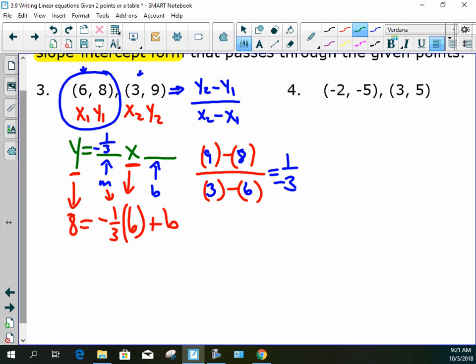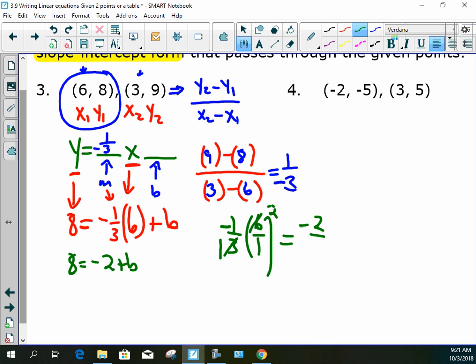1/3 of 6. This is fractions, kids. 2, 4, 6. 6 can be broken up into thirds. Each third is a 2. So 1/3 is going to be 2. Or use your calculator. Or come over here, negative 1/3 times 6 over 1. This turns into 2. This turns into 1. Negative 1 times 2 is negative 2 over 1, or negative 2.